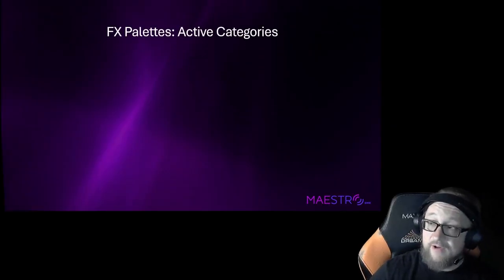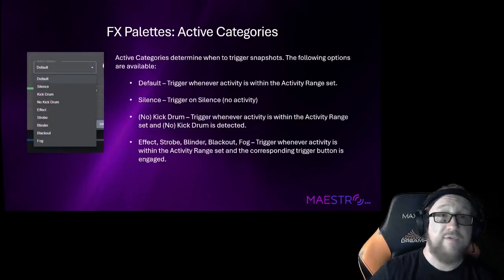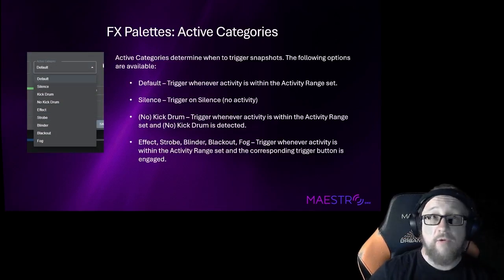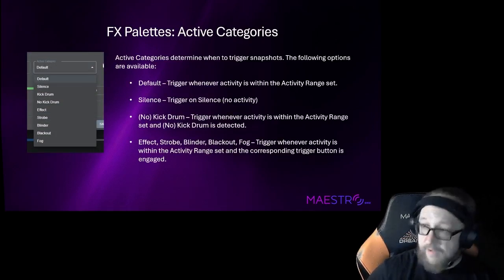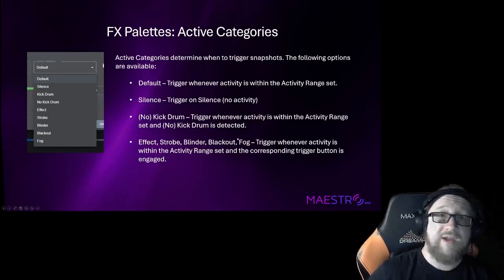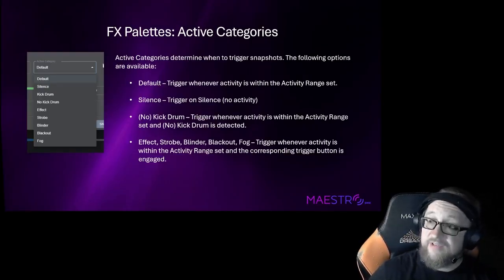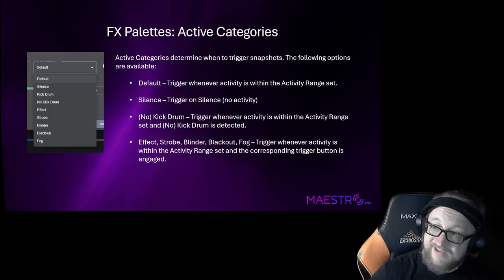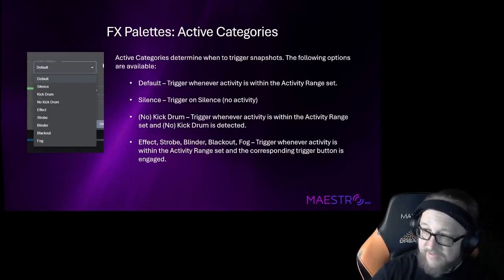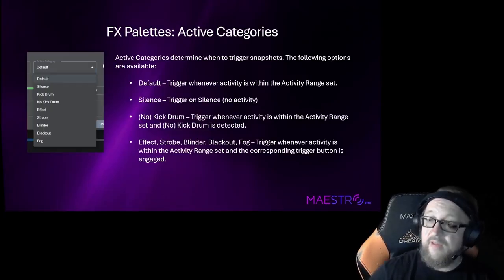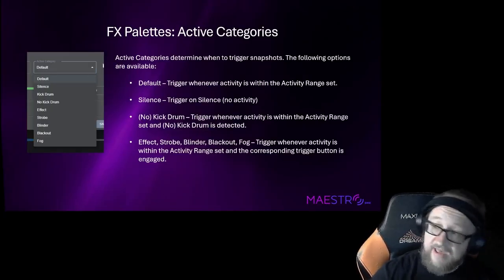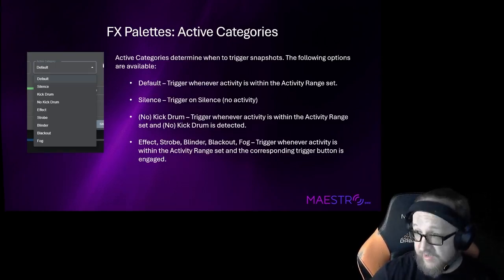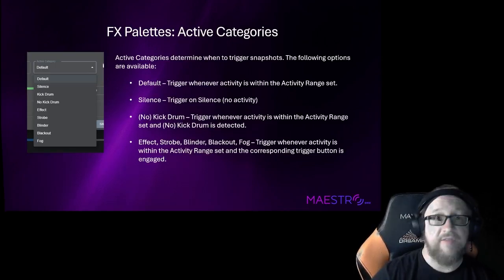All right, so active categories. We mentioned that there's active categories. There's a few different options for active categories within your FX palette. By default, the default option is called default, pretty straightforward. That option will trigger whenever activity is within the activity range that you have set. You're also going to see an option for silence. This option will only trigger on silence. When there's no activity, when Maestro has detected that there is silence coming in, there's no audio coming in on that audio interface, it will trigger on silence. Silence does not have an activity slider for obvious reasons because there is no activity. So you're not going to have a slider to set for silence.